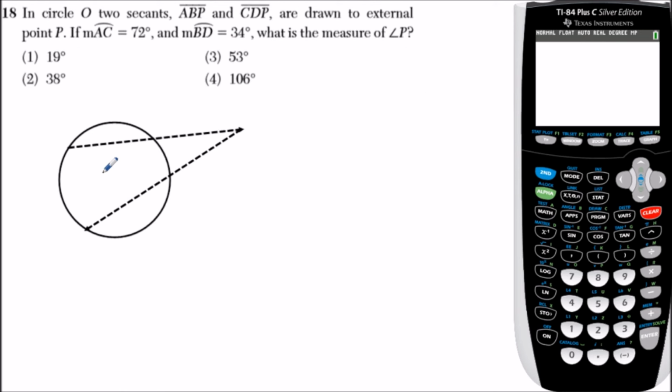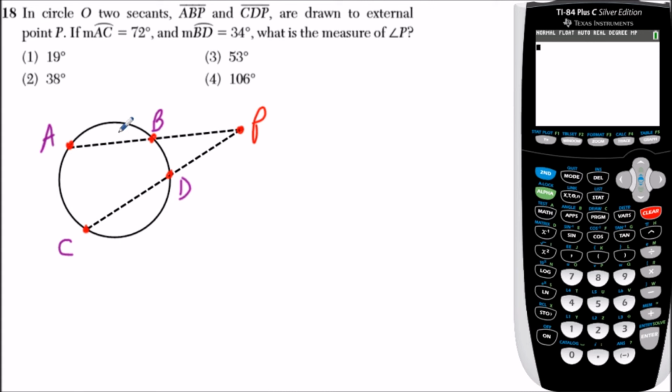All right, for question 18, we have 2 secants. Secants are lines or line segments that intersect the circle at 2 locations. They're meeting at a common point outside the circle called point P. The name of the first secant is ABP, and the second one is CDP. Now, this was not given to us for the question, but I recommend drawing as much as you can.